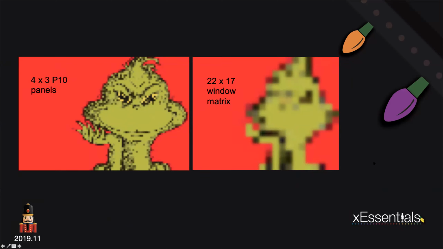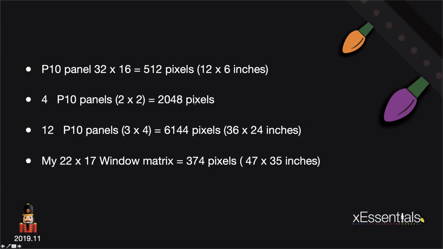So I had to go and do my own drawing for a Grinch, and that's where Piskel came in handy. Just to run over that again quickly, your P10 panel, a single one has got 512 pixels, 4 panels, 2 by 2, has 2,000 pixels, so you're getting up there on the pixels now nicely. A 3 by 4, 6,000 pixels. So when you're reducing from 90,000 to 6,000, you're not chucking away as much information. Versus me, I'm throwing away most of it, unfortunately.